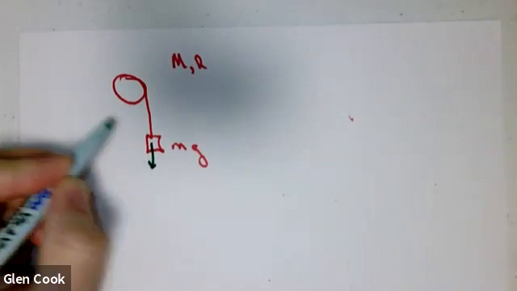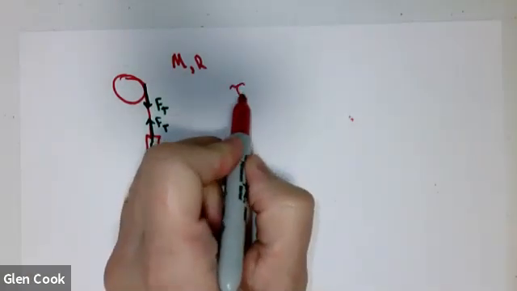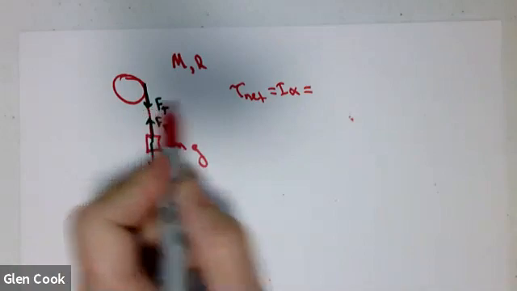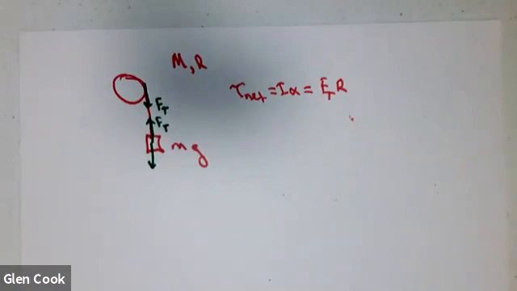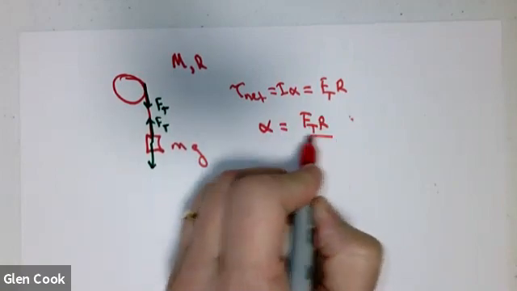Given that, for the forces, we have mg down, and force tension up. That means the force tension is pulling on the pulley. So when I do the statement for torque net equals I alpha, the only torque is the force tension. It's acting at the radius. And so we have a theoretical value for the acceleration. The angular acceleration would be that force tension times radius divided by the moment of inertia.